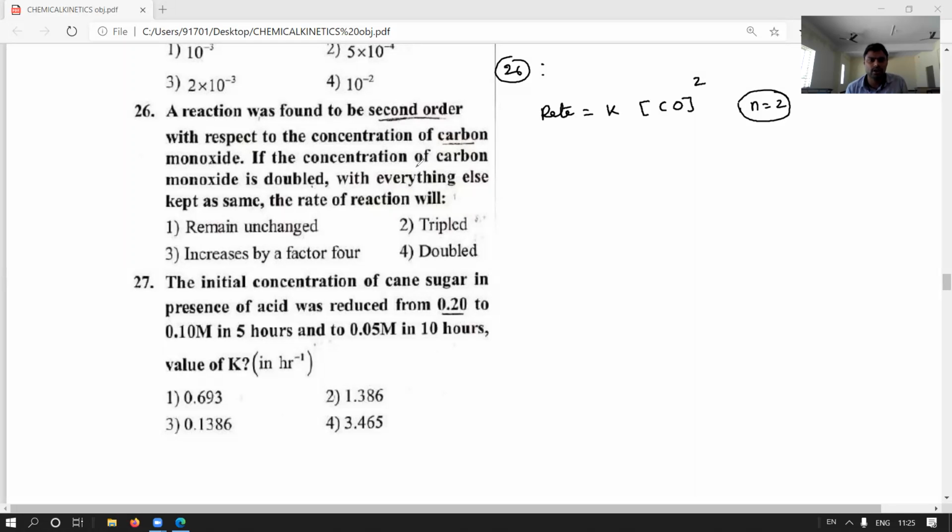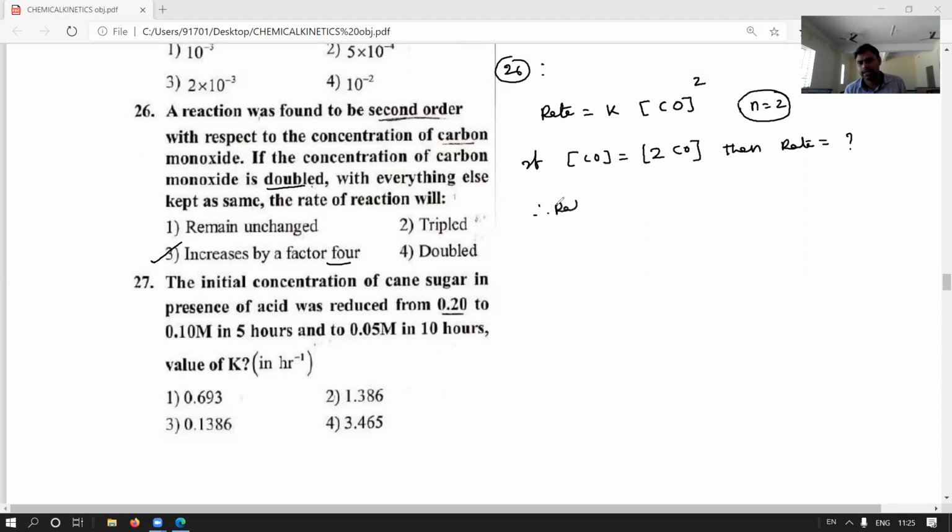If the concentration of carbon monoxide is doubled, then we need to find the rate value. In this case, what happens? The rate is increased by 4 times, increased by a factor of 4. It's very clear. The third option is correct.